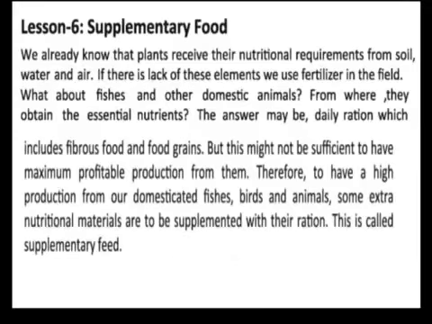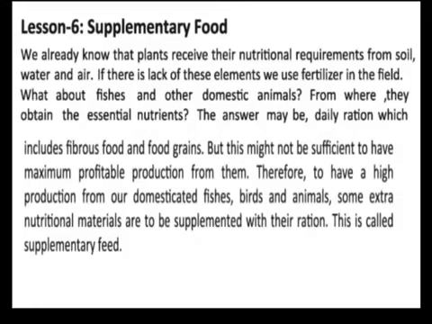Lesson 6, supplementary food. Supplementary means additional. Supplementary food means additional food. We already know that plants receive their nutritional requirement from soil, water and air. We have learned in the previous lessons that plants receive their 17 essential elements from three natural resources, one from soil, another from water, another from air. If there is lack of these elements, we use fertilizer in the field. That means if there is any unavailability of these 17 essential elements, we use fertilizer to make up this in the field.